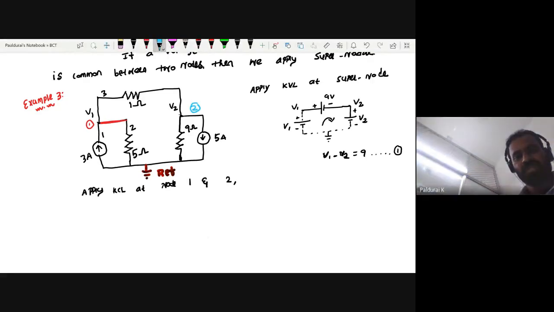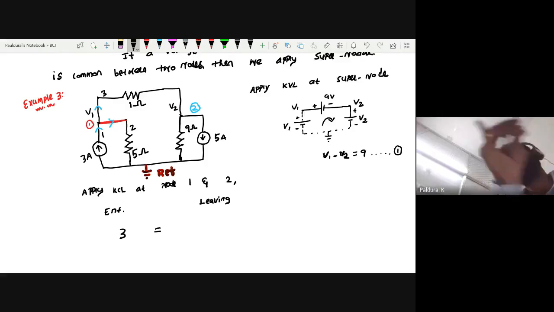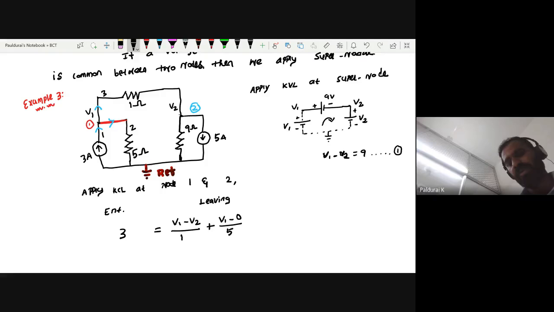So this is the entering current; take it as is and assume these two are leaving. This side I want to write entering currents, and this side leaving currents, just for your reference. Entering this time is 3. What is the current flowing through branch number 3? It is given by V1 minus V2 divided by 1, and branch number 2 is V1 minus 0 divided by 5. This is for node number 1.